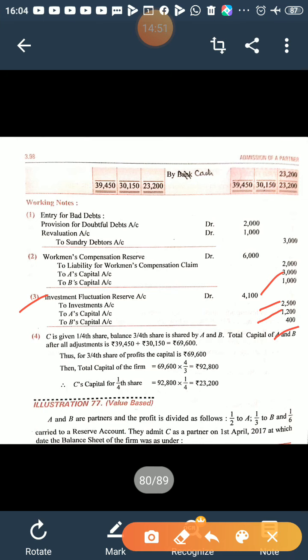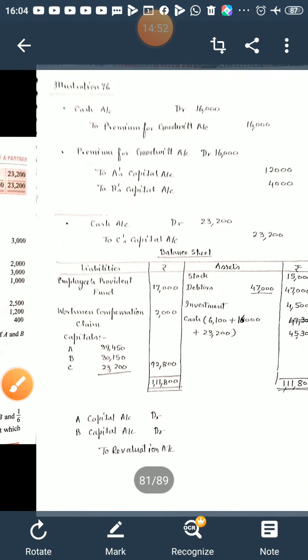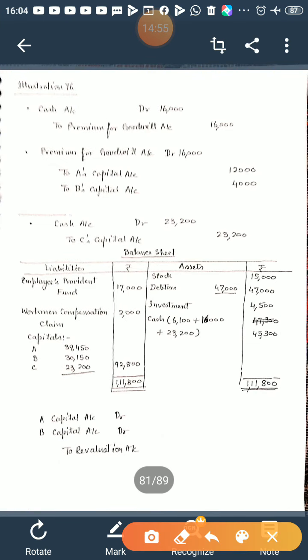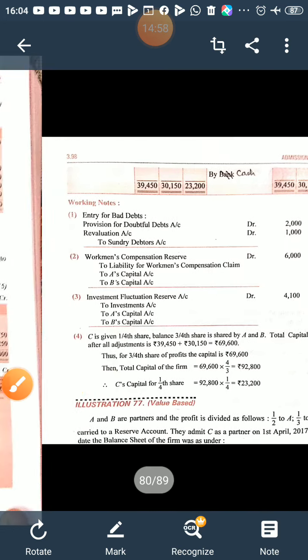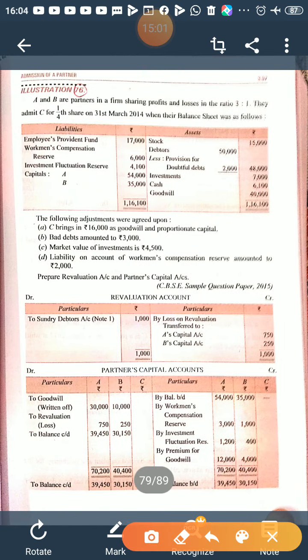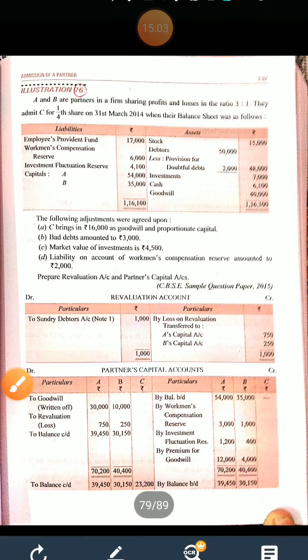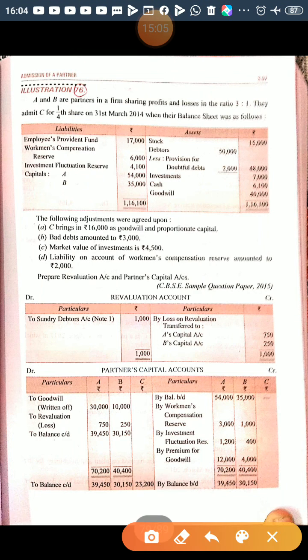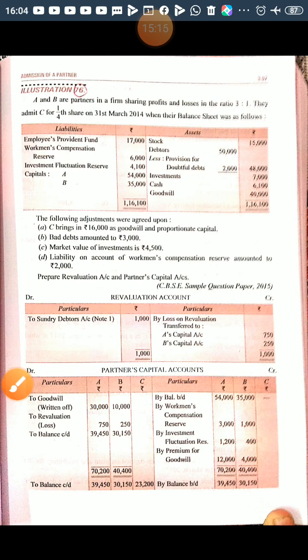Now in the balance sheet you will show the investment at its market price, that is 4,500, and at the same time you also make an adjustment in the capital by writing the investment fluctuation reserve. In A's column you will write 1,200 and in B's column 400, right? So this adjustment has been completed.